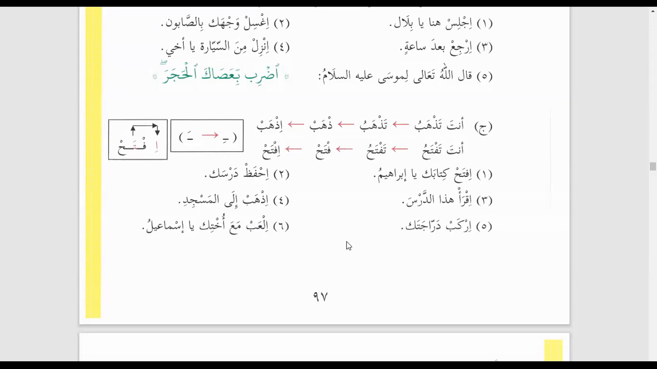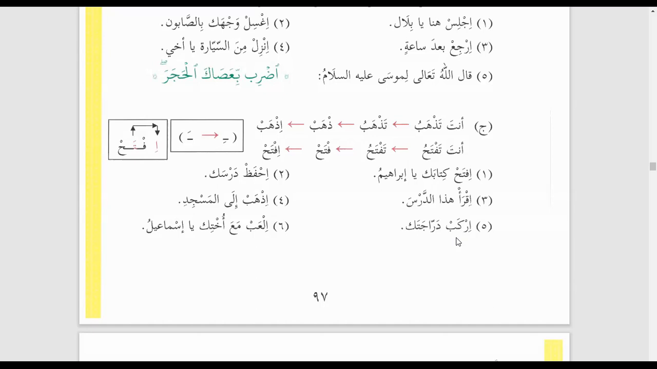I have a question. Yes. This irkab darajatak, why did we put nasb on the daraja? Is it because it's maf'ul bih? Exactly, that's right. It is maf'ul bihi because whenever you use fi'l al-amr, the noun that follows it will always be mansoob. When you say irkab, it is a verb and the doer is inside it. You ride. So you is the subject, irkab is the verb, and darajataka is the object.